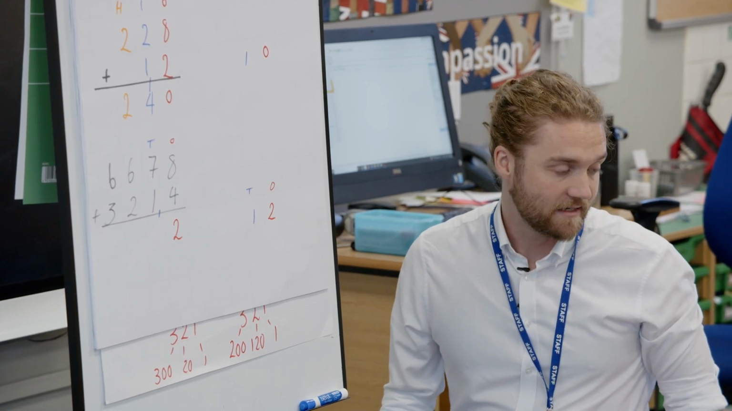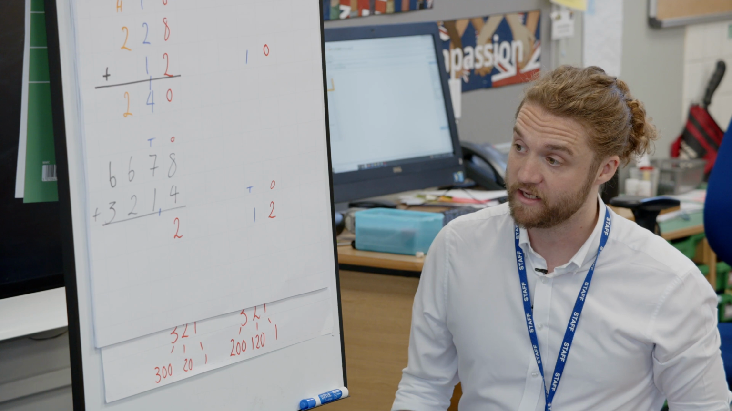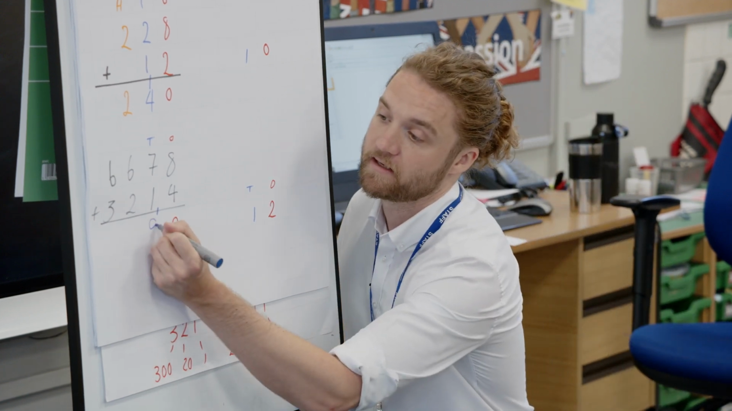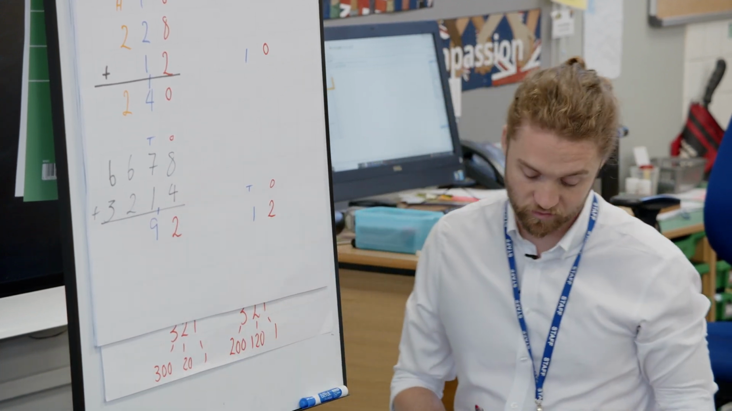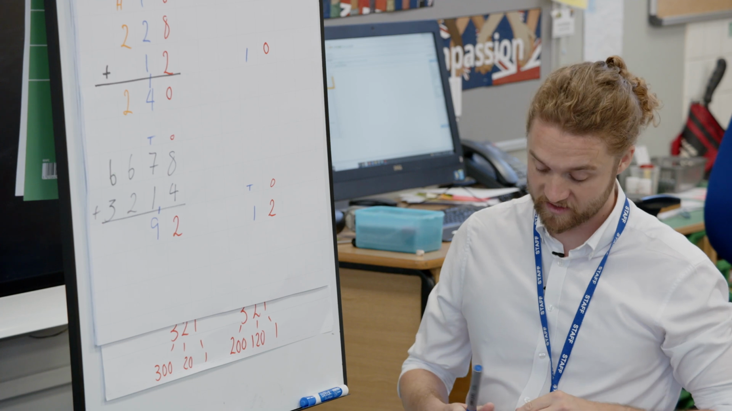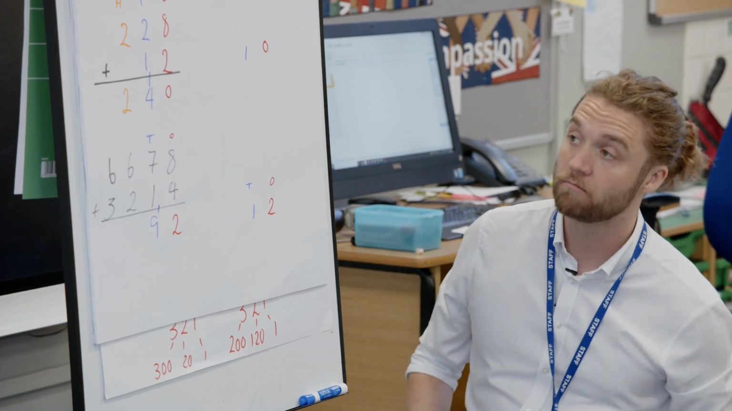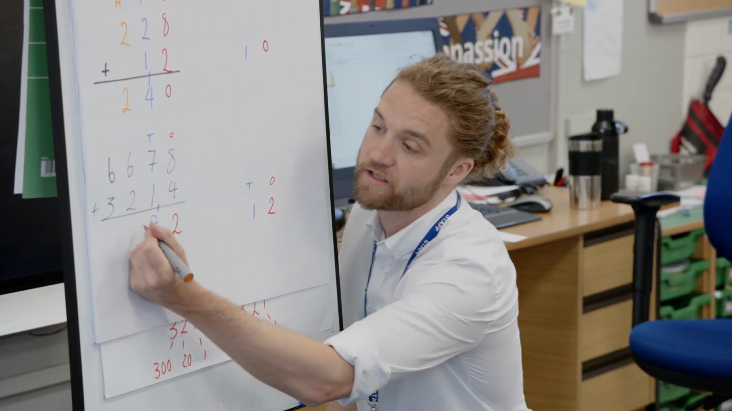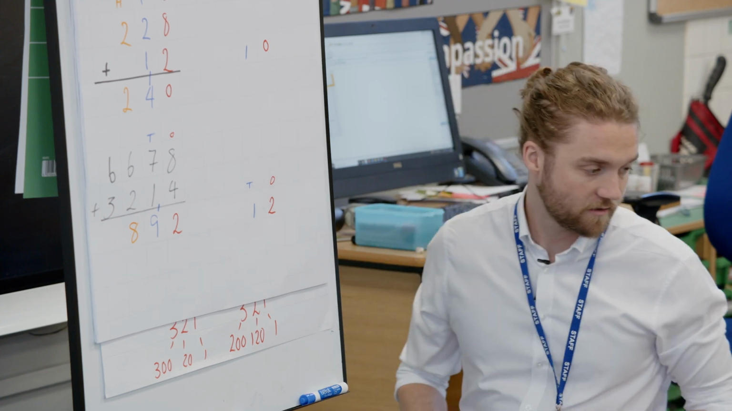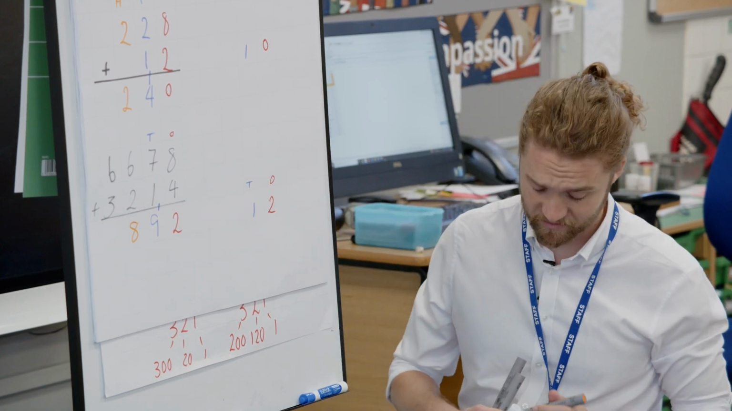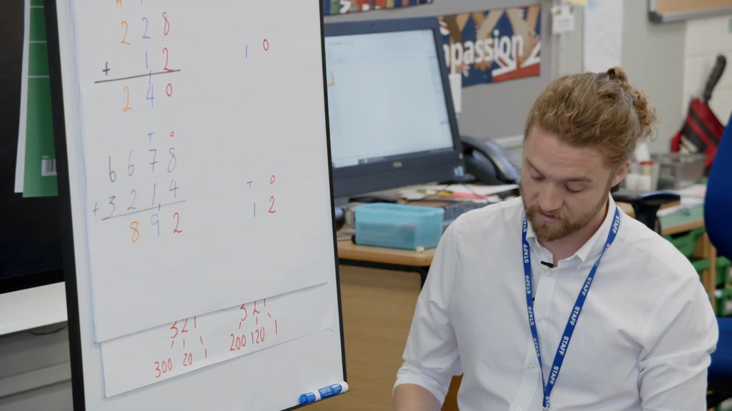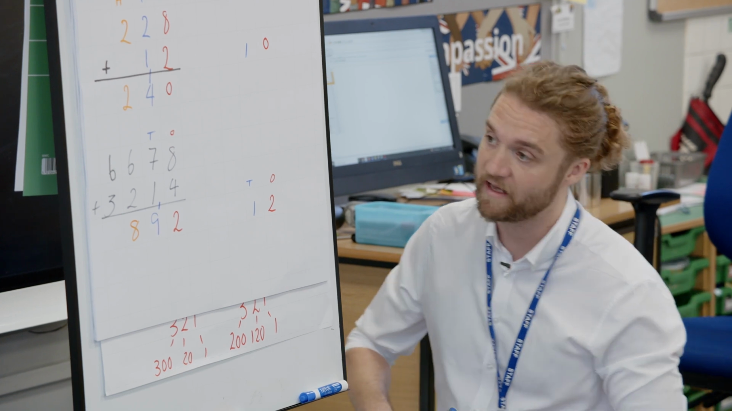Add 10, add 10. Yes, Oscar? 90. Really good. It's 90, isn't it? Okay. Fantastic. Now we move on to our hundreds. So we've got 600, add 200. Jemima? Really good. And Oscar? What's 6,000, add 3,000? 9,000. Yeah, you know this, Oscar.